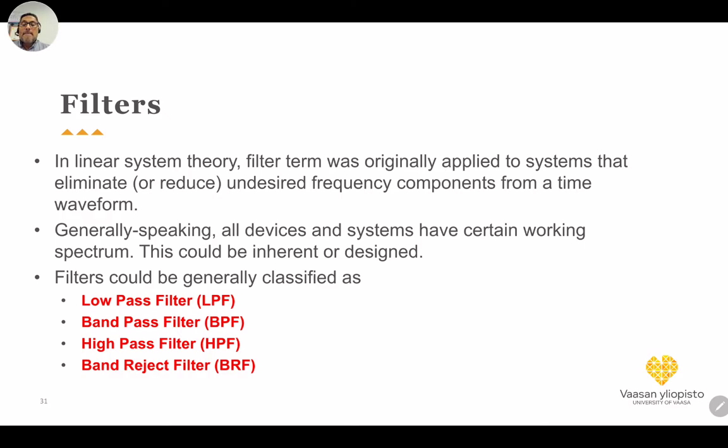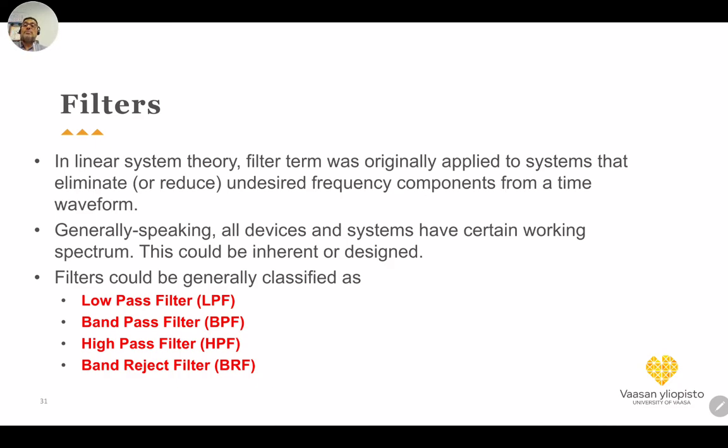Generally, we have four major kinds of filters. A low pass filter, as is clear from its name, will pass the low frequencies and attenuate the higher frequencies. Most natural filters, like cables, are low pass filters. A band pass filter passes a certain band and eliminates or reduces the frequencies outside that band. A high pass filter passes the frequencies higher than a certain frequency and suppresses the low frequencies. And then we have the band reject filter.